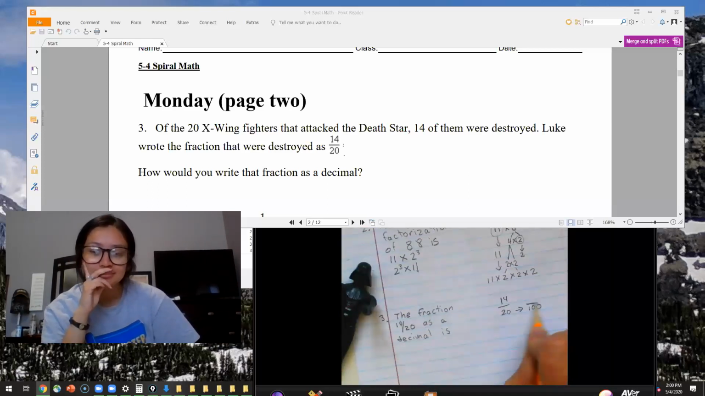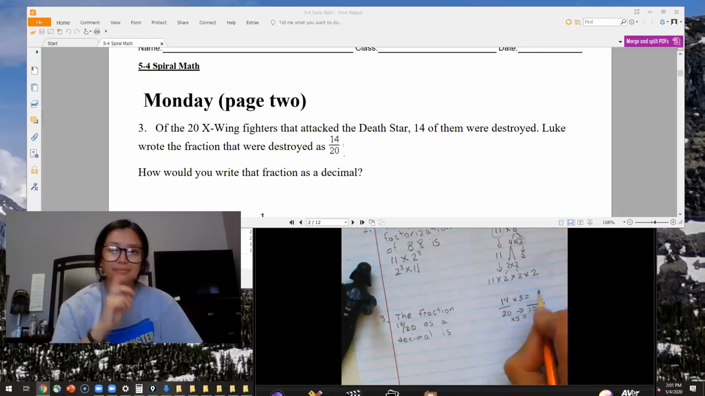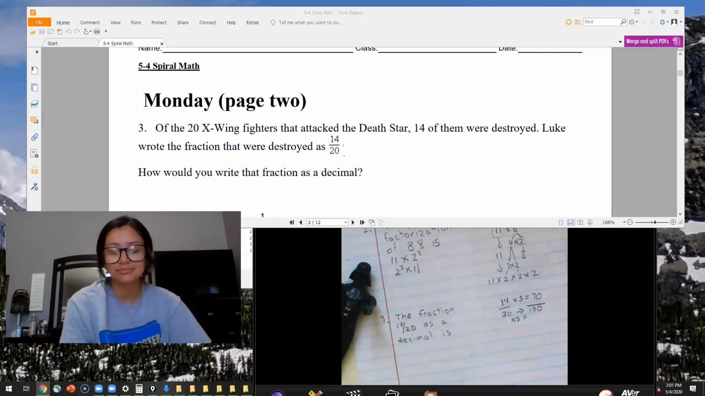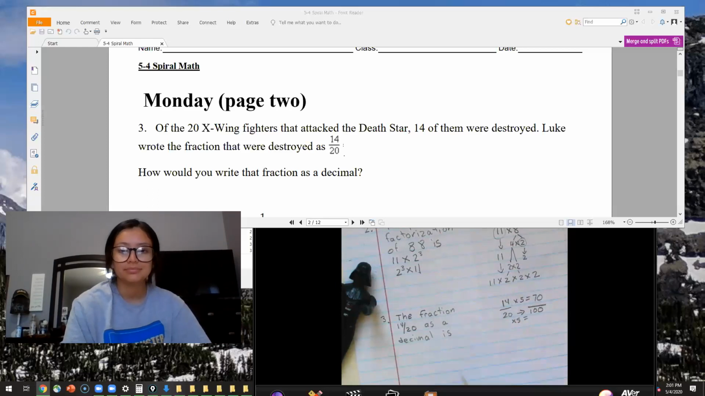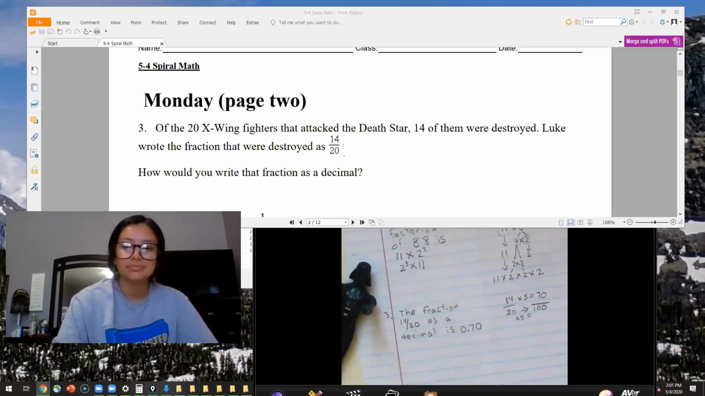So I would take 20 times 5 is equal to 100. And whatever I do on the bottom, I'm going to have to do on the top when I multiply. So it'll be 14 times 5, which is going to equal 70. Now, if I just read that out loud, 70 over 100, well, that's 70 hundredths. So I can go ahead and write that as 0 and 70 hundredths. That is correct. All right, excellent.